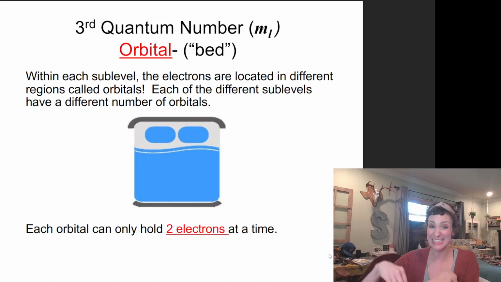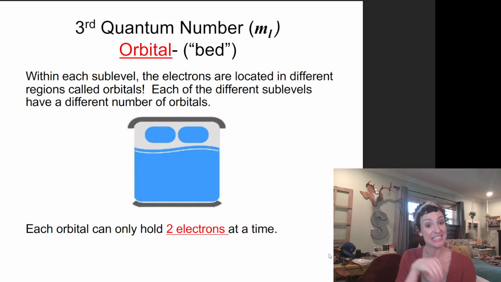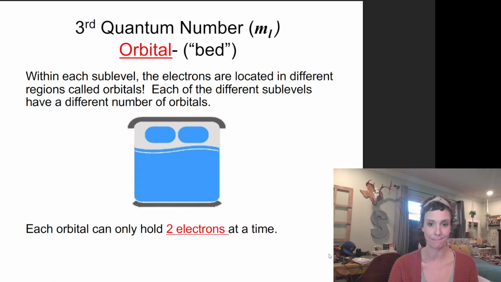So the next step is to figure out, well, what bed is the electron sleeping in? So it says, within each sublevel, the electrons are located in different regions called orbitals. Each of the different sublevels have a different number of orbitals. But here's the trick, like my picture of a bed shows, that bed can only hold 2 people. That is a double bed. Well, same thing with electrons. Each orbital bed can hold 2 electrons also.